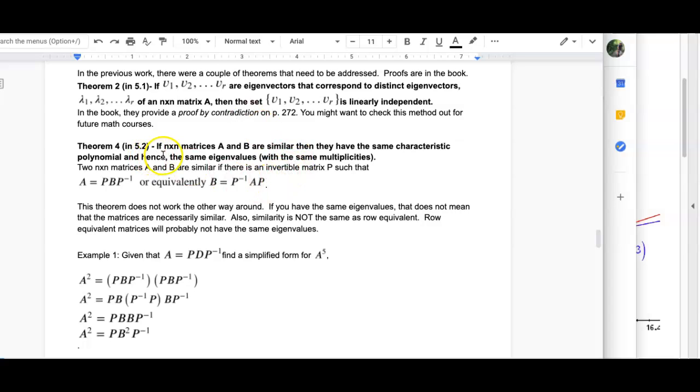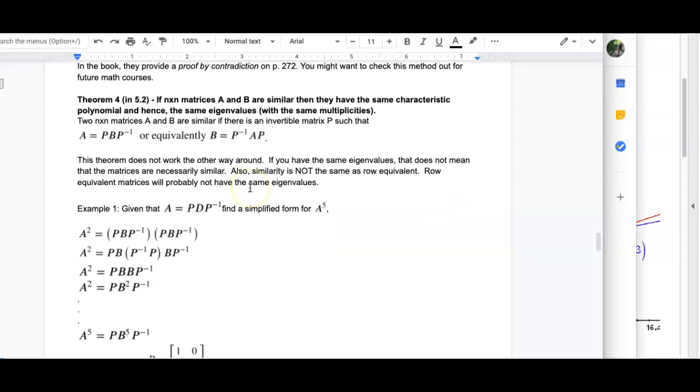And then Theorem 4 is another one. If n by n matrices A and B are similar, that's the key word, then they have the same characteristic polynomial and hence the same eigenvalues, also with the same multiplicities. And if both are similar, then there's an invertible matrix P such that A is equal to P B P inverse, or equivalently B is equal to P inverse A P. So you can work back and forth.